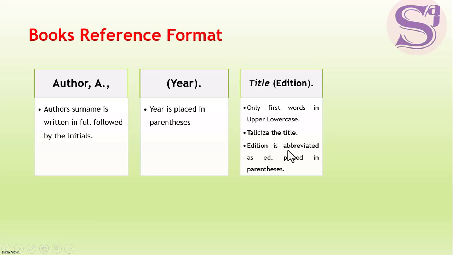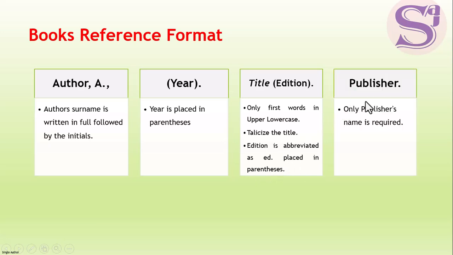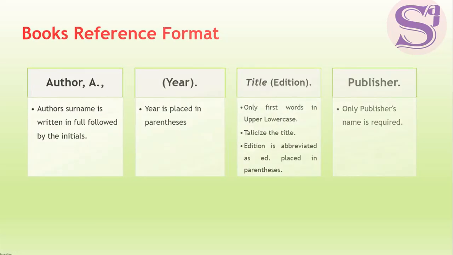The edition is abbreviated as ed. placed in parentheses, then followed by the publisher. In this APA 7th edition, only the publisher's name is required, unlike the APA 6th edition where the place of the publisher and the publisher's name were included in the reference list. But in APA 7, it's only the publisher's name that is included. Now here's an example.